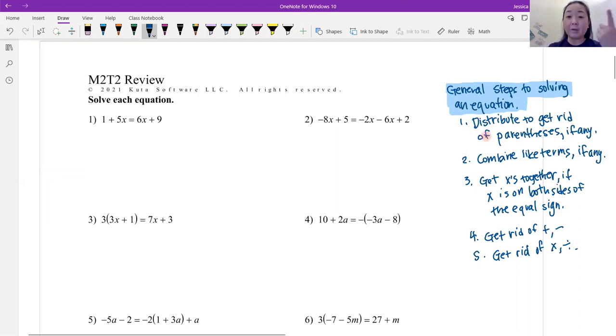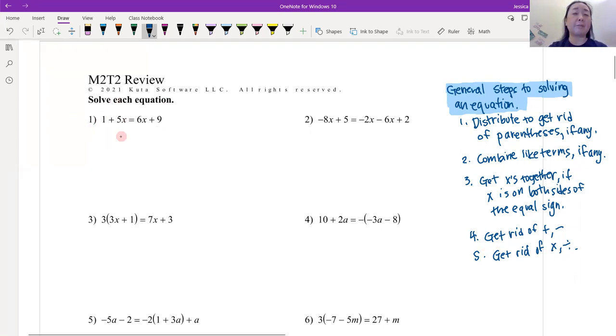So first, if you have parentheses, get rid of them. The way you get rid of them is by distributing. The other way you can get rid of them is by dividing it out, but I would only recommend doing that if the other side is divisible by the number that you're dividing. Number 2, then you would combine like terms if you have any, and those like terms have to be on the same side. And then you're going to get the x's together, either by adding or subtracting those x's, and then you're going to get rid of the plus or minus, and then get rid of the multiply or divide, whichever one that you have.